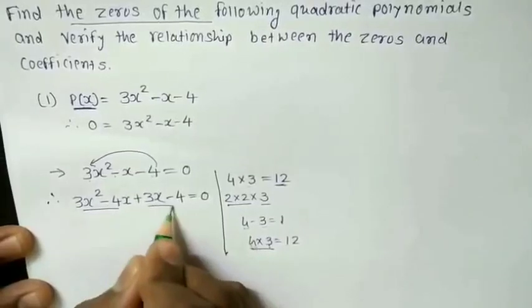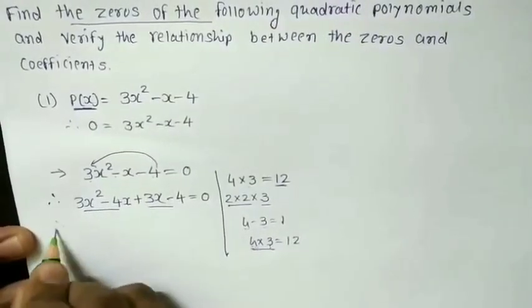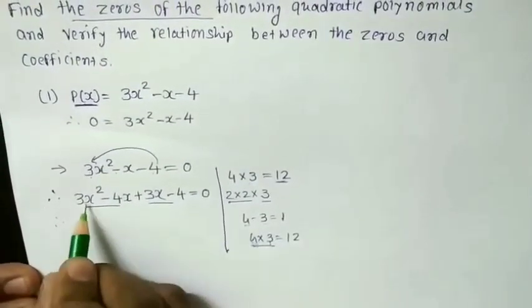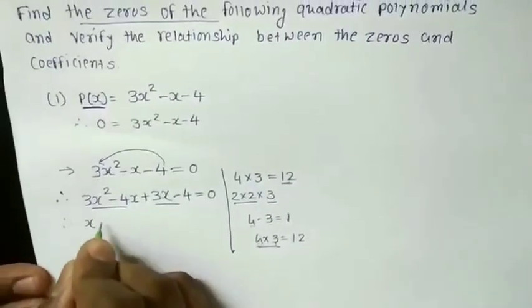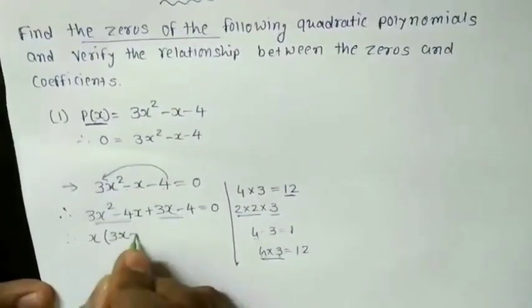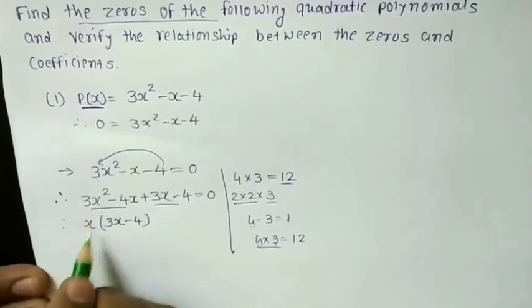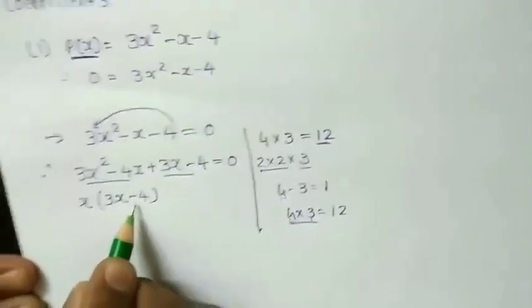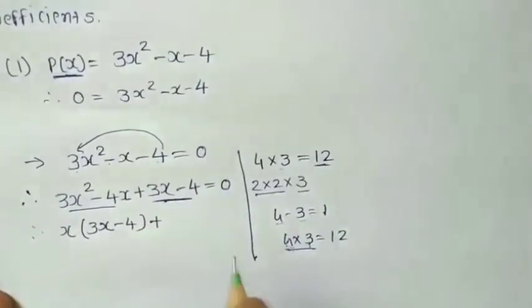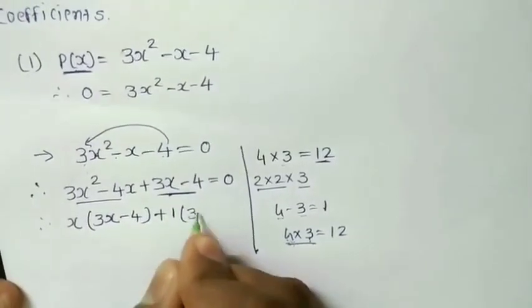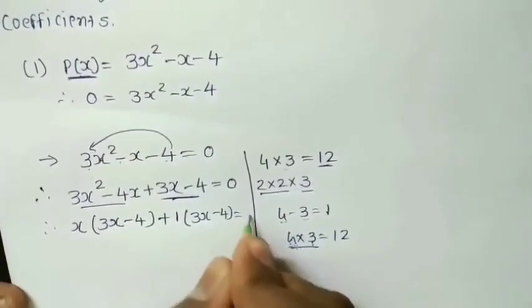Now out of these two we have to take something common. 3 and 4 means nothing would be common, but x² and x, so we should take x as a common factor. Then inside the bracket it will remain 3x minus 4: from 3x², one x goes out, so 3x remains, and from minus 4x, x has gone out, so minus 4 remains. Plus here in this term nothing is common, so we take 1 common. Inside the bracket 3x minus 4 is equal to 0.